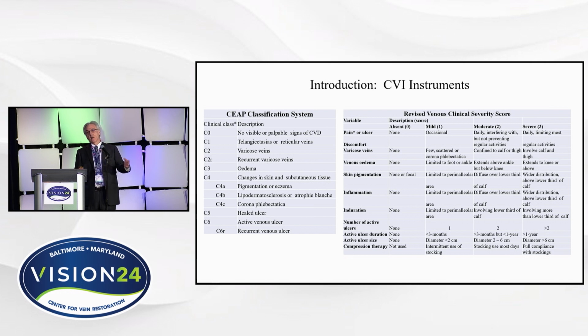And there are many types of outcomes assessment. This is a physician-derived one. In other words, the physician asks the patient or examines the patient, as opposed to a patient-reported outcome measure, or PROM, in which the patient then fills out a survey on their own without any prompting. So there are multiple types of outcomes instruments. They all have their advantages and disadvantages.